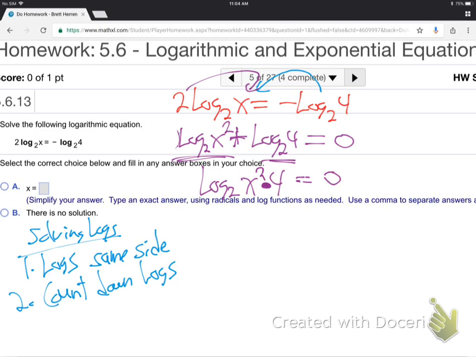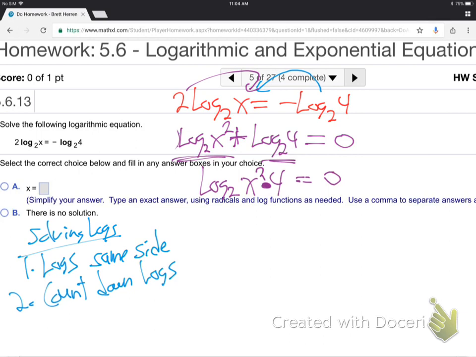Okay. Now, 2 logs, 1 log. Next, I'm supposed to have no log. How do I make that into no log? What gets rid of logs? What's the opposite of a log? Powers. Powers are opposites of logs.